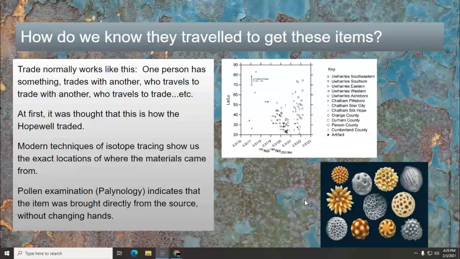And then they used pollen examination, palynology, not sure I'm saying that right. And that is the study of pollen spores.